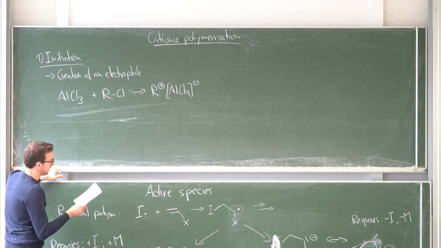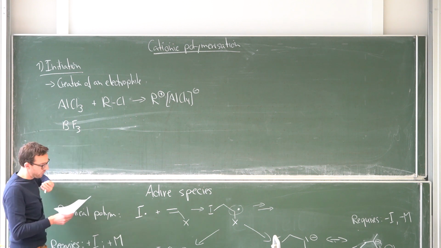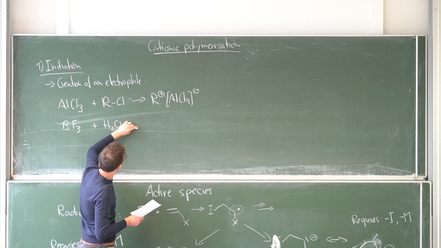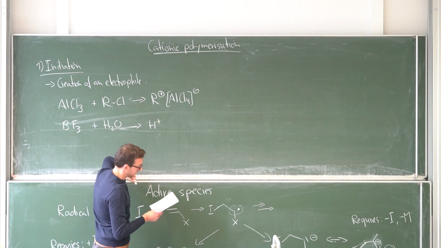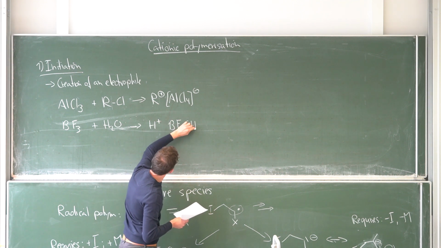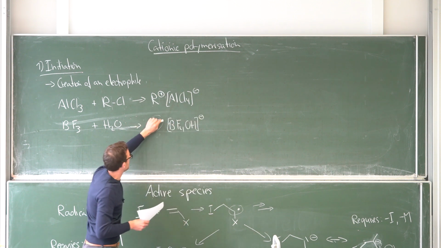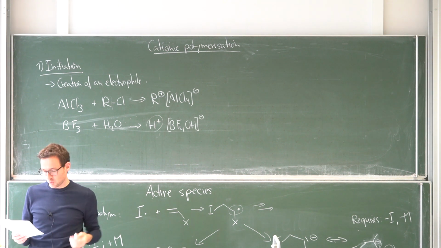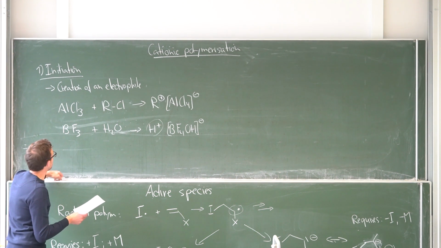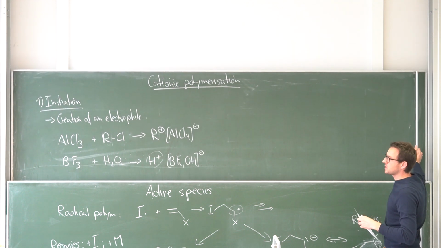Another option, by the way, is boron trifluoride, which we can let react with water. And then we create H+, BF3OH minus, and now we have here a very active proton if you want. And then we let the entire thing propagate. So now we unleash our active species onto our monomer.